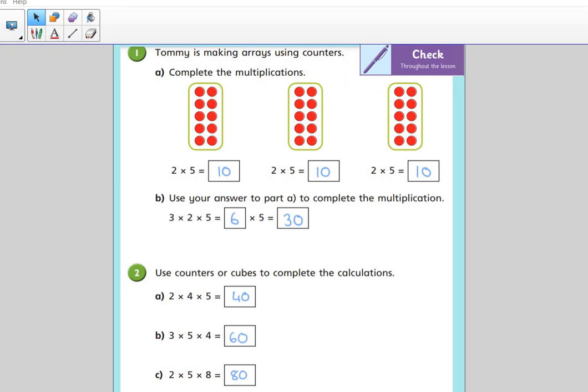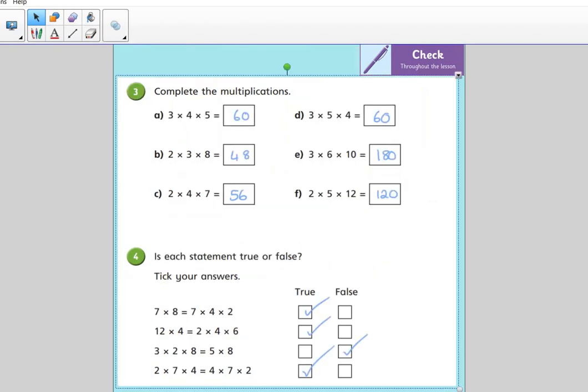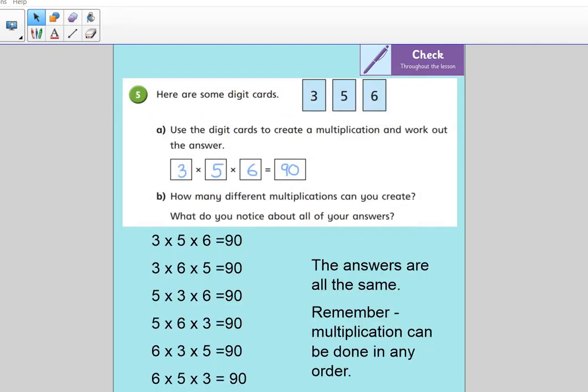Let's have a look at the answers. You can mark your own work. How did you get on? Here are the answers to questions 3 and 4. Have a look and then come back to the next questions. Here are the answers to question 5. I've typed up all of the possible answers and the answers are all the same. Remember, multiplication can be done in any order.